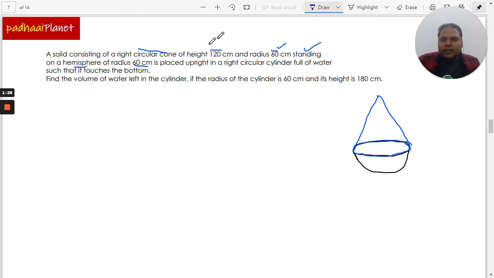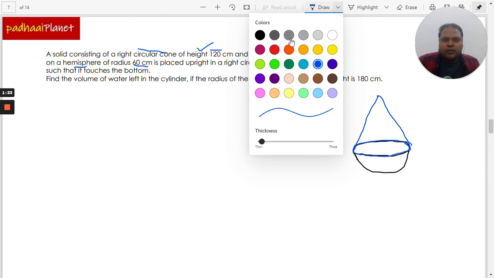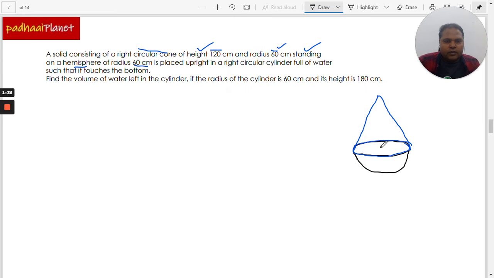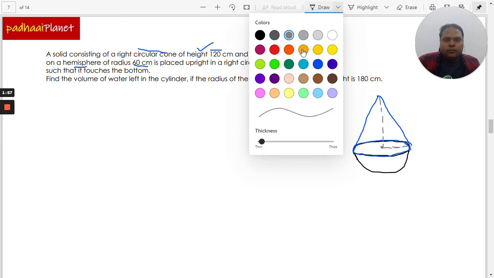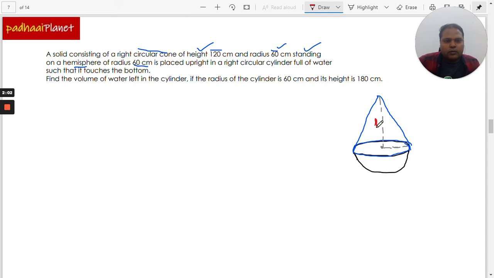Now it says that the height of the cone is 120 centimeters. So if this is the center point of the circle of the base of the cone, then this is going to be the height of the cone, and the radius of the cone and also the radius of the hemisphere is going to be this side. Let's just mark this. This is H, and this is R.